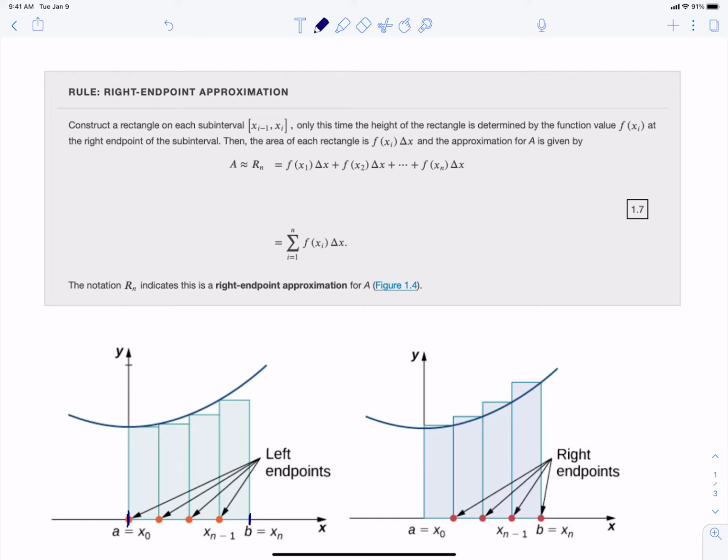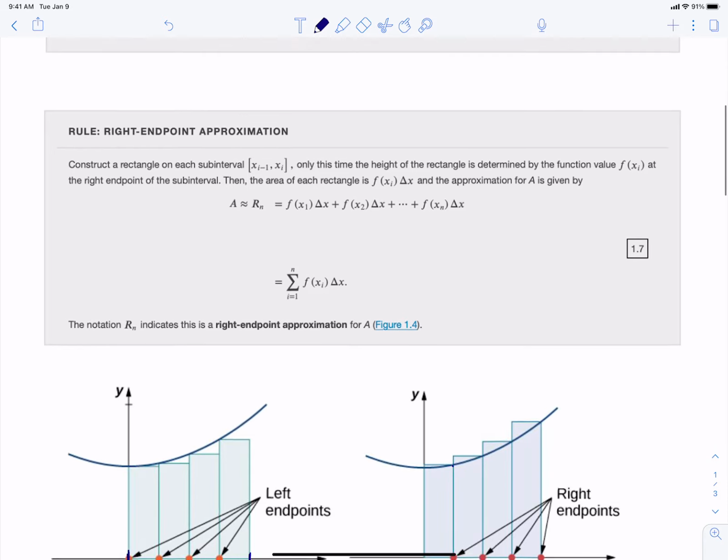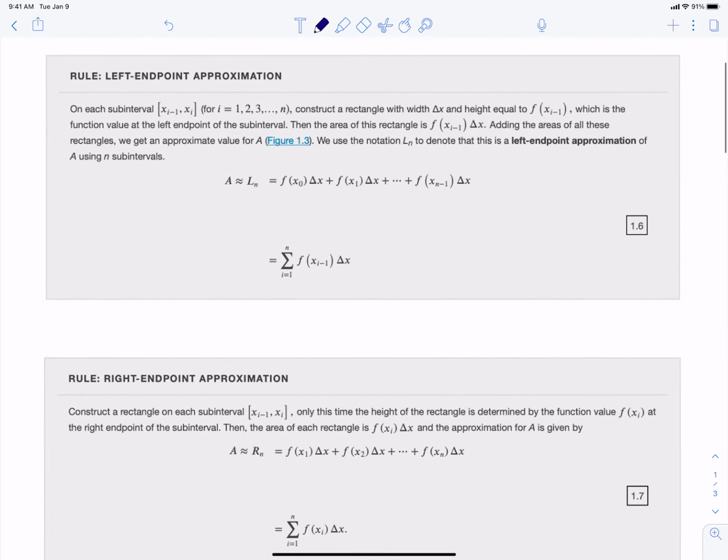And one of our options is to chop this up into smaller intervals and then find rectangles underneath our curve here and add up the areas of those rectangles, and that can help us approximate the area under our curve. And so when we're talking about how we make the heights of these rectangles, one of the choices that we have is to always use the left-hand side of our interval to make our height.